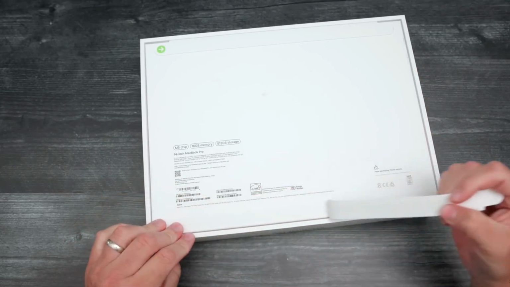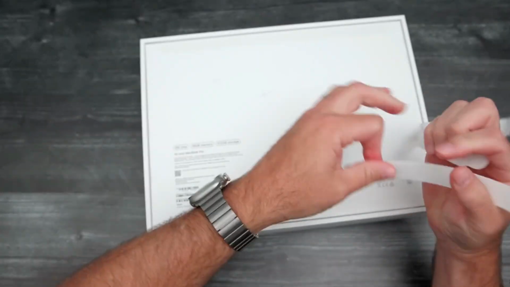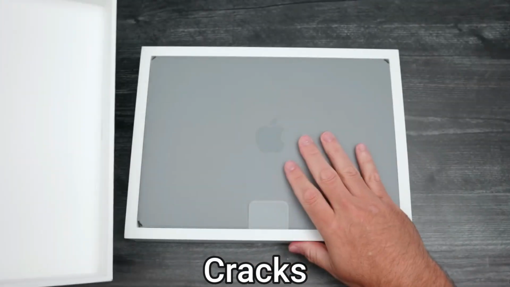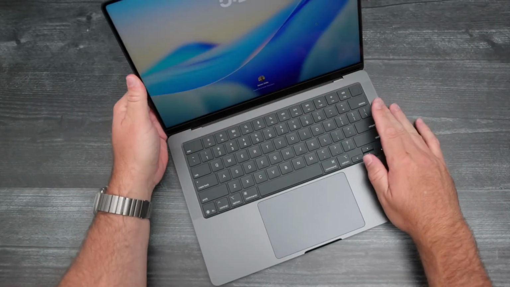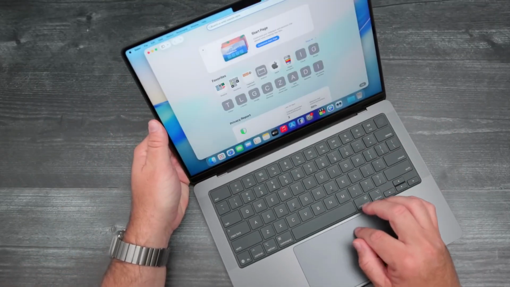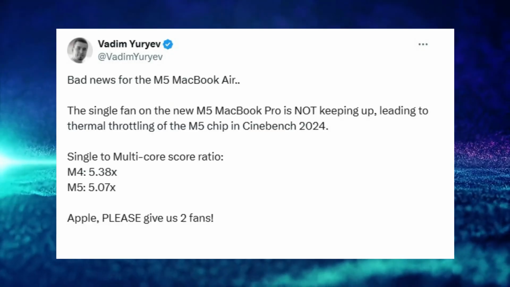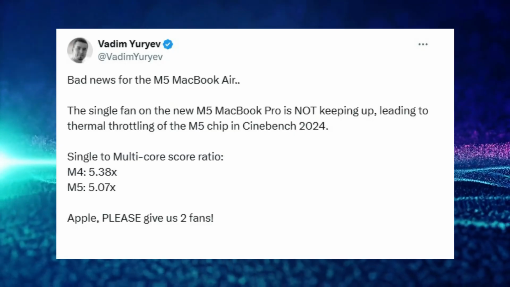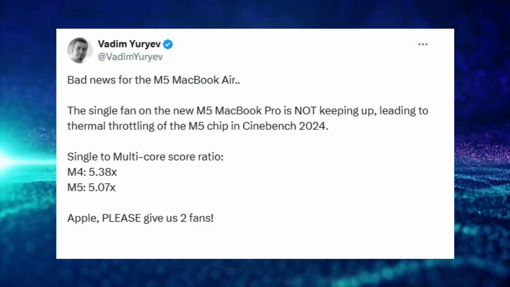Apple's upcoming M5 MacBook Air might look sleek on the outside, but underneath the aluminum shell, cracks are already showing. And not the kind Apple fans want to admit. According to Max Tech's Vadim Yuryev, the supposedly revolutionary M5 chip is struggling with heat management.